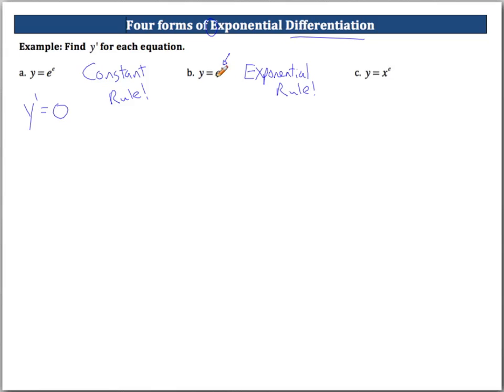Okay, so when e is your base, that's a constant raised to x, which is a variable. So here, y prime is just going to be e to the x. In letter C, now I have x to the power of e. And remember, e is a constant, so this is really just the power rule. So here, y prime is going to equal e times, because we're going to bring e out in front, x to the e minus 1.